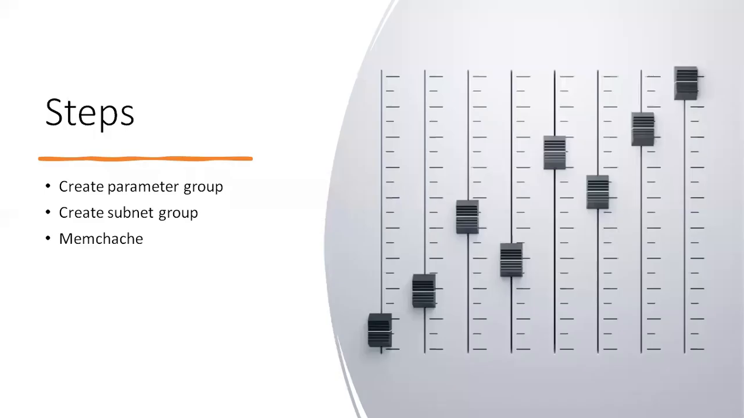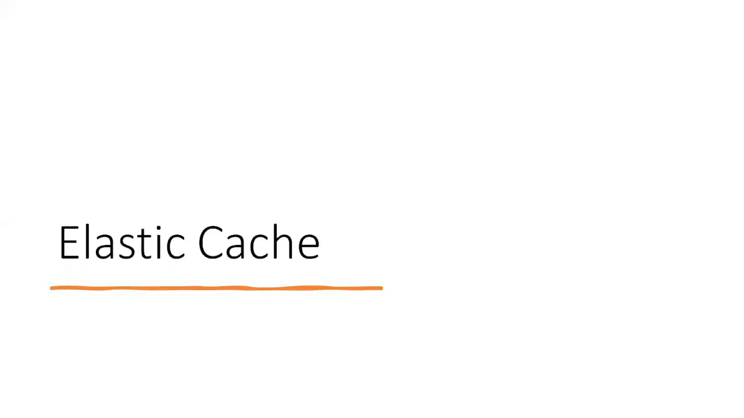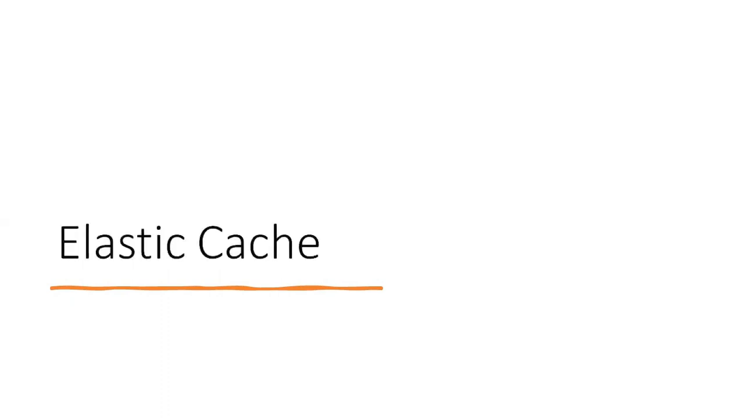So in the last sessions, we discussed the two important steps to rehost, to re-architect our application with AWS. In the first step, we created key pairs and security group. And in the second step, we created an RDS. Now the third step is about ElastiCache.